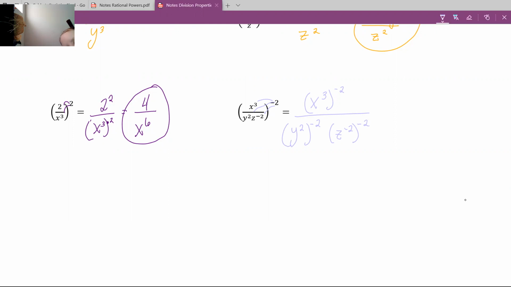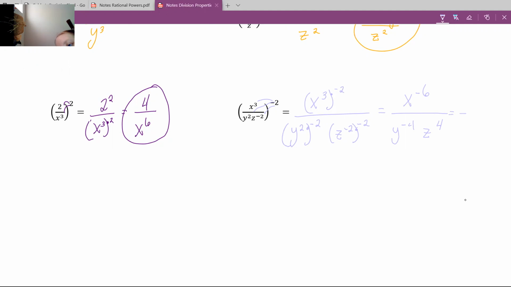Power to a power means I need to multiply, so I multiply all of my powers together. 3 times -2 gives me x to -6. 2 times -2 gives me y to a -4. And -2 times -2 gives me z. Negative times a negative is a +4. But I'm not done. I still have negative exponents.